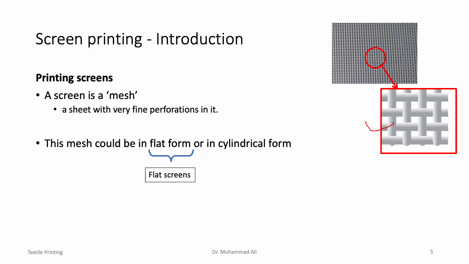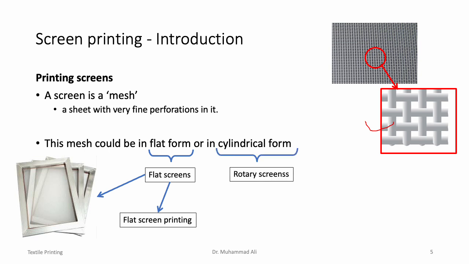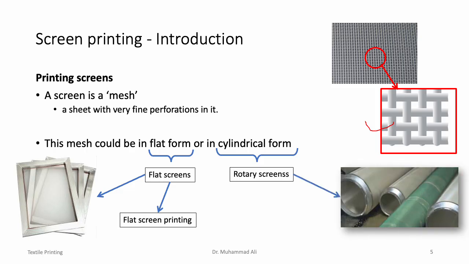If the mesh is in flat form, it's of course called a flat screen, and it looks like this. The mesh is stretched in flat form in a rectangular frame, and the process is then called a flat screen printing process. On the other hand, if the mesh is in cylindrical form, then that screen is called a rotary screen. It looks like this. The mesh is cylindrical in shape, and the process is referred to as the rotary screen printing process.